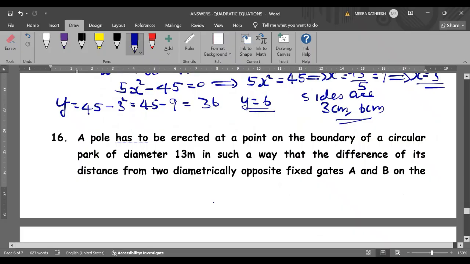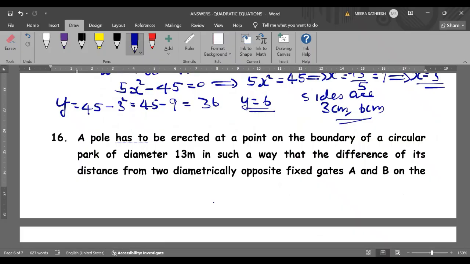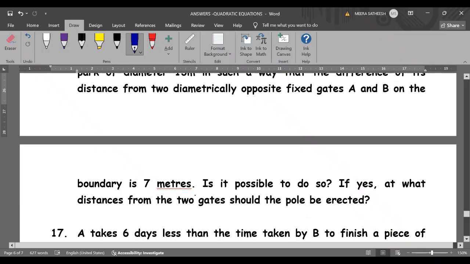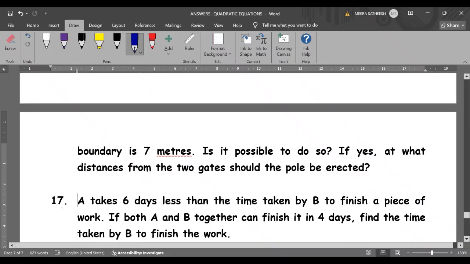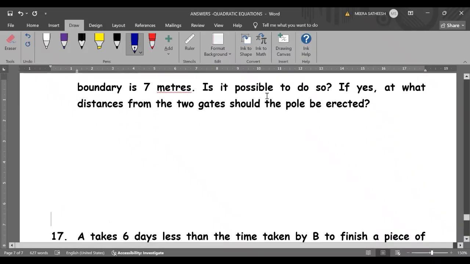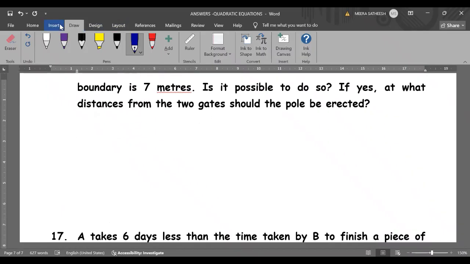Question number 16. This is a textbook example question. A pole has to be erected at a point on the boundary of a circular park of diameter 13 meter in such a way that the difference of its distance from two diametrically opposite fixed gates A and B on the boundary is 7 meters. Is it possible to do so? If yes, at what distance from the two gates should the pole be erected? Textbook question only. So let us see the figure now.